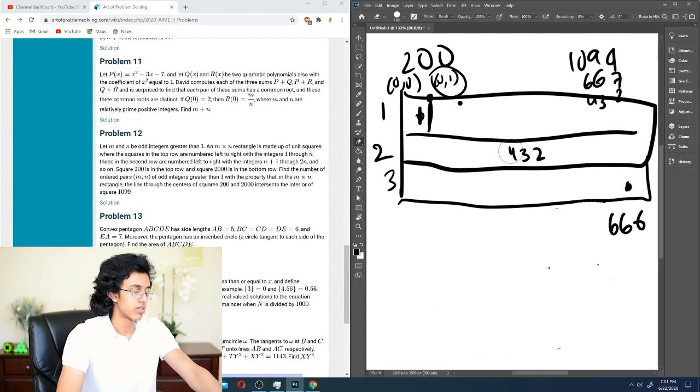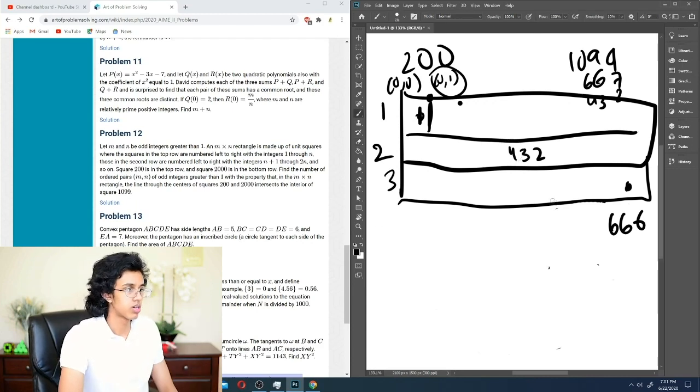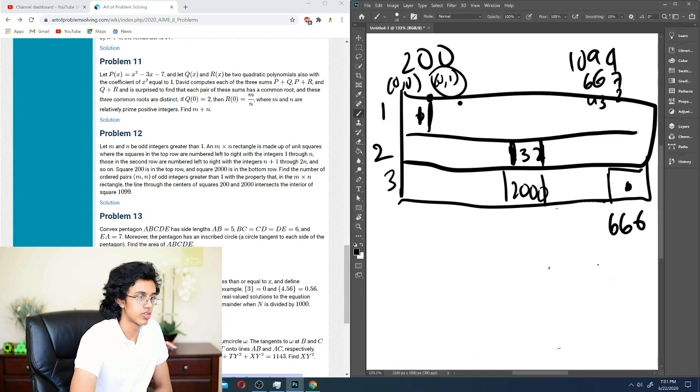Oh, wait a minute. Wait a minute. So what is the center square? The center square has to have a number. I mean, let's see. Or rather, what is the center square from 2000 to 1? So let's say 2000 is here, right? Is there guaranteed to be a center thing that this line passes through? Like, what's the square right there?